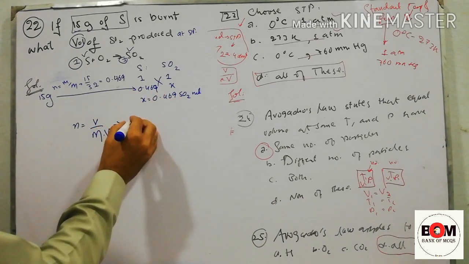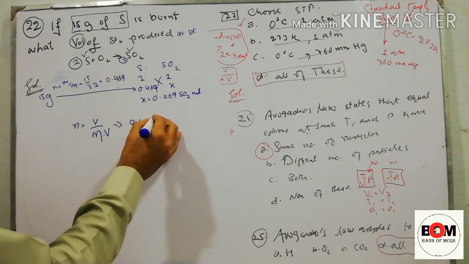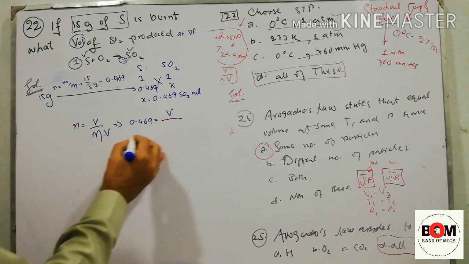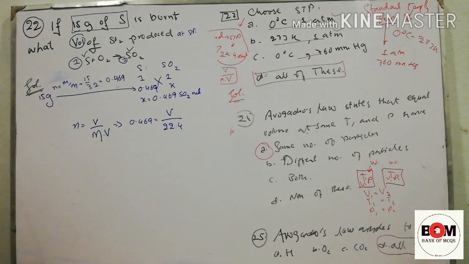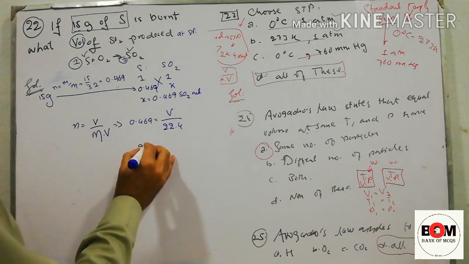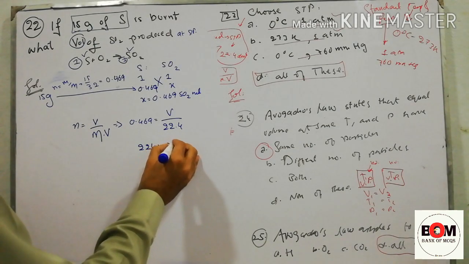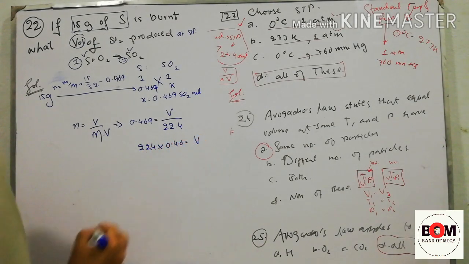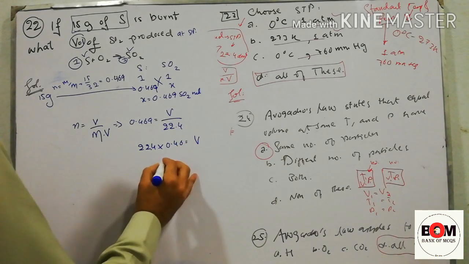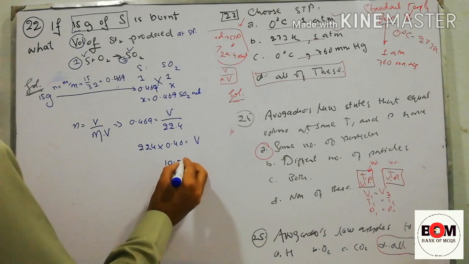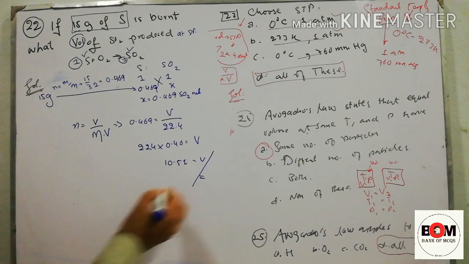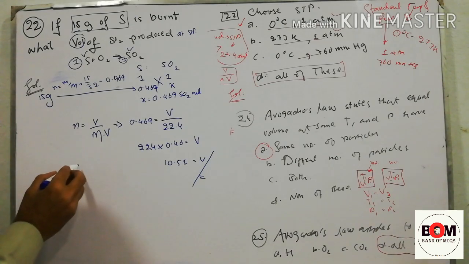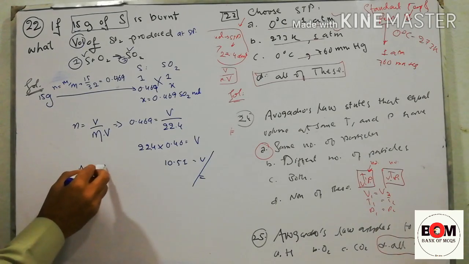So here number of moles, 0.469, is equal to volume. We will use the molar volume, that is 22.4 dm³. So 22.4 multiplied by 0.469 is the volume, that is 10.51. So this is the answer.